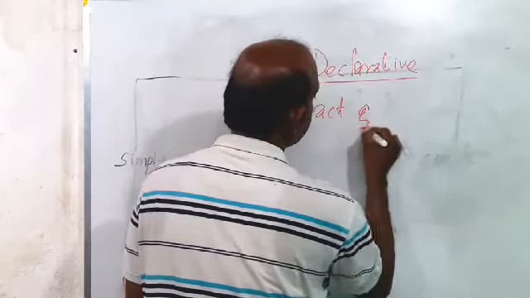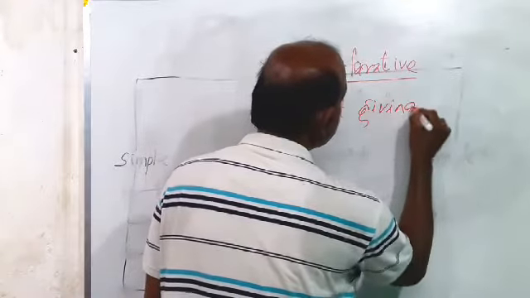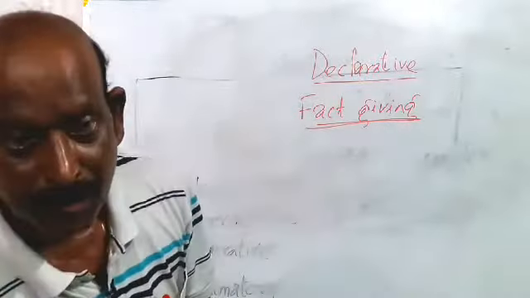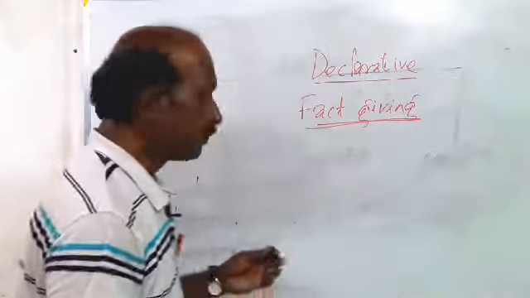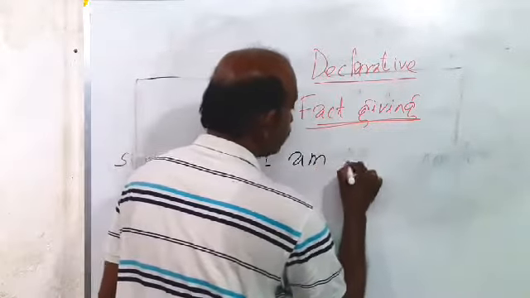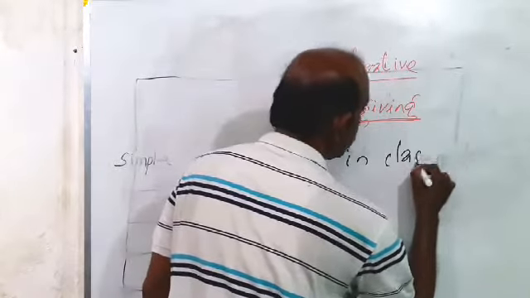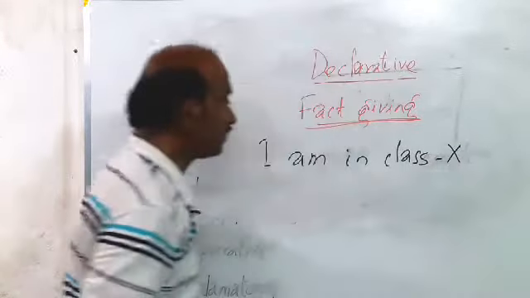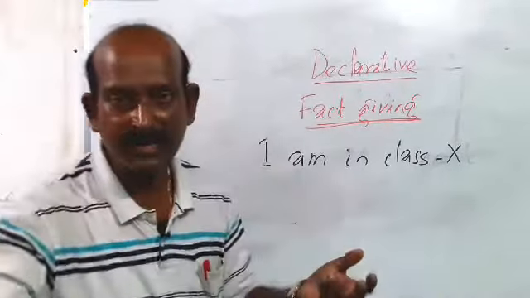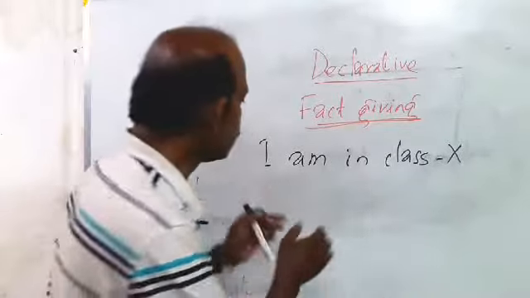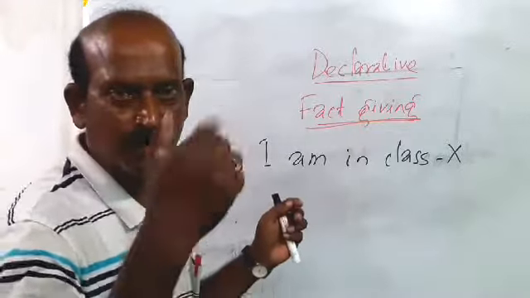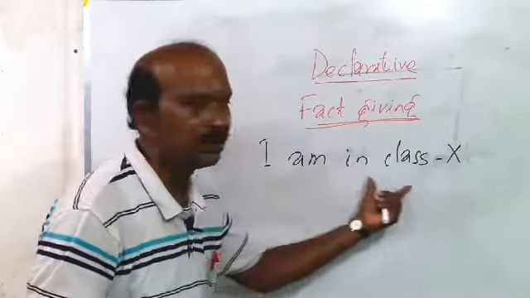You can say it is the fact-giving sentence. So what is a fact-giving sentence? Follow, I shall give the example. I am in class 10th. In this sentence, the sentence declares a fact about myself. What is the fact? That I am in class 10th. This is a fact. Yes or no? So this is called a declarative sentence.